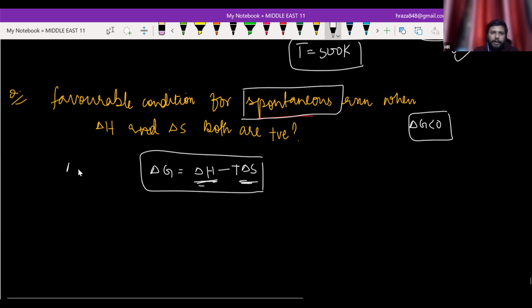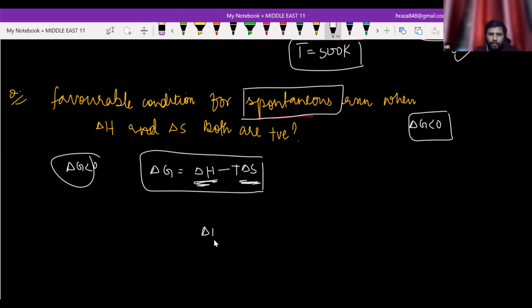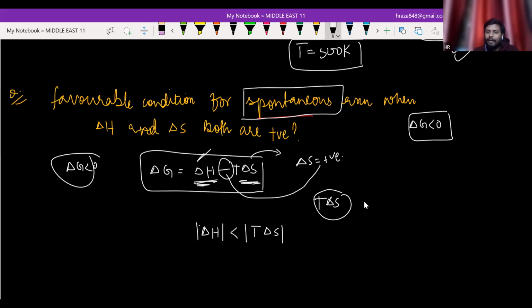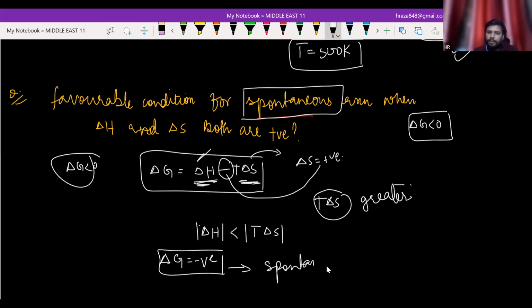We need delta G to be less than zero. Since both are positive, delta H should be less than T delta S. Because delta S is positive, and here delta H is positive, so T delta S value should be greater, so that the whole value of delta G can be negative, and whenever delta G is negative, it will be spontaneous.